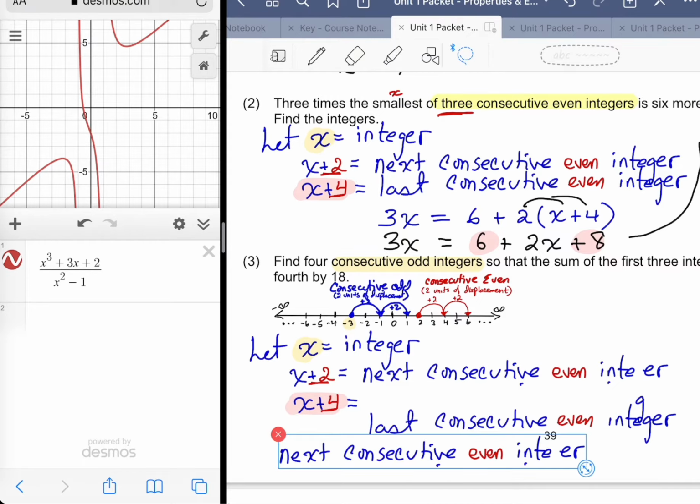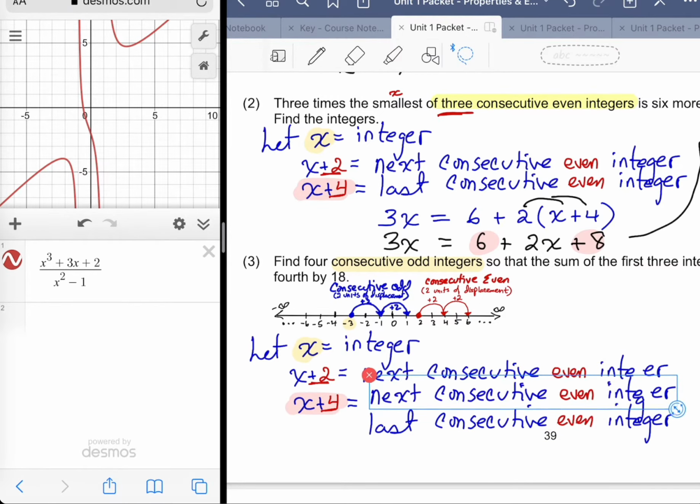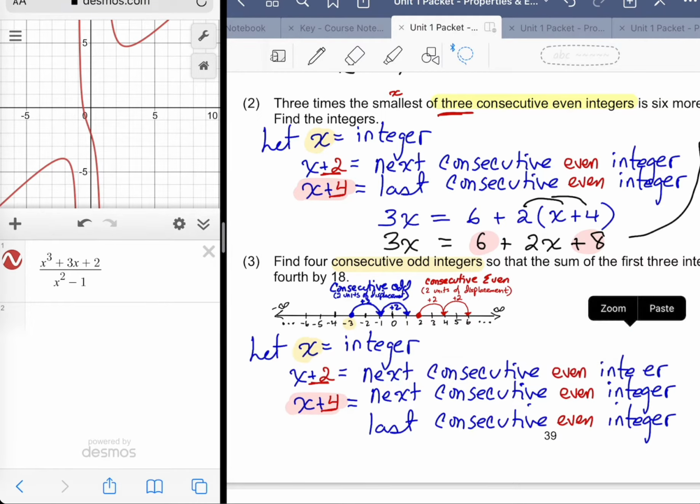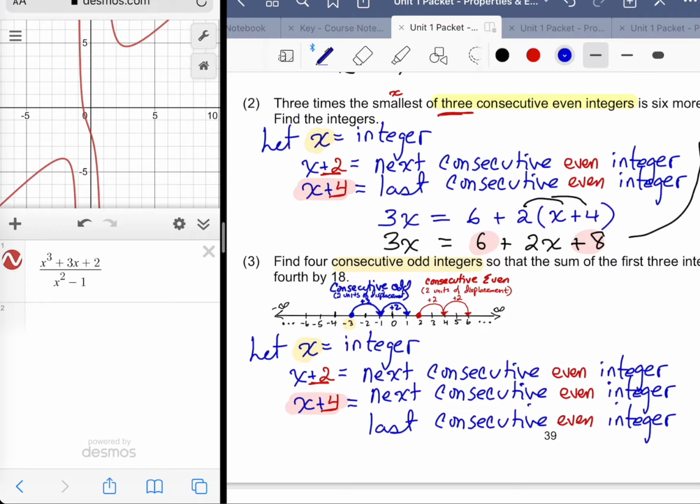Probably could write this stuff out quicker, but I'm choosing to copy and paste again. Here we are. Copy. Paste. So x plus 2 to get to the second consecutive odd integer. X plus 4 to get to the next consecutive odd integer. Let's get rid of all these evens here. The danger of copy paste, of course.